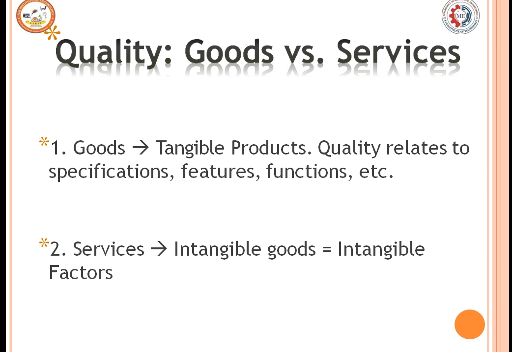When you talk about quality, goods versus service, you are going to produce goods and you have to provide service to the customers. Goods are a tangible product, so quality relates to specification, features and functions. Service means intangible goods, intangible factors are there. So how you are going to transport, how safely you are going to reach the customer side without damage of the product, and how well it is utilized.